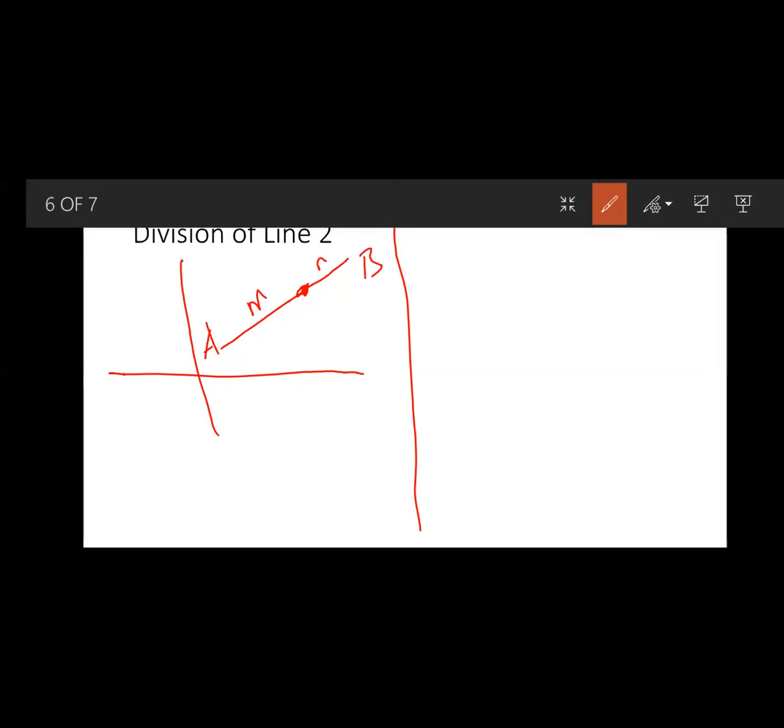So we are still talking about internal division. We'll talk about external division later, when you divide externally. So this is still internal division. We can call this point P, which is dividing it internally. You can see it's dividing it internally into ratio m to n.